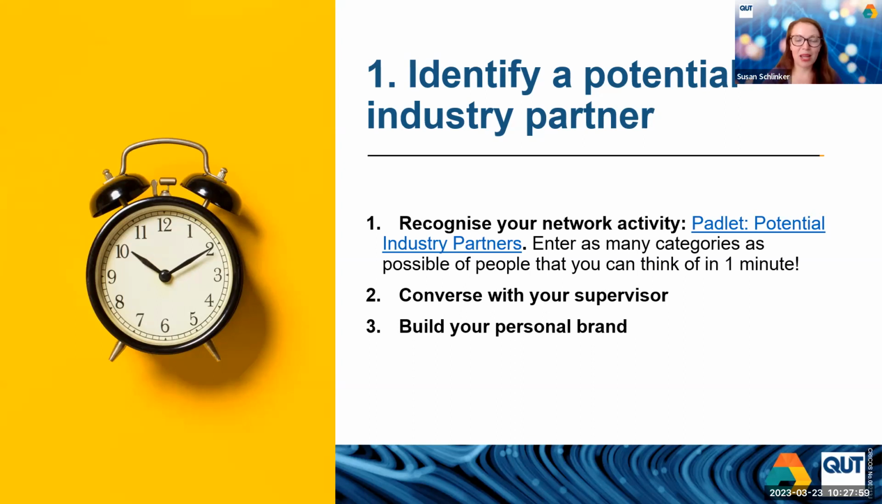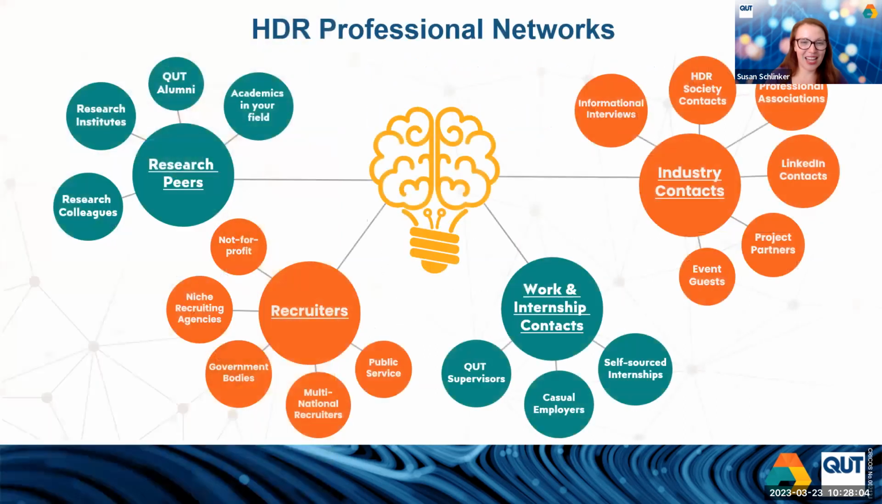So if that was a little bit challenging to think of industry partners on the spot, here's a little bit of help for you as well in different ways that you could think about who to approach. So we've got some research peers, maybe recruiters, work and internship contacts, and industry contacts as well. I'm also going to give you my personal pro tip, which is sometimes you don't have to approach the CEO or the most perceived powerful person in the room.